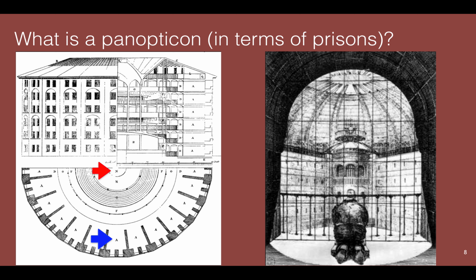More broadly, and as it developed over time, what is a panopticon in terms of prisons? As you see on the diagram on the left, it's a prison, and you have two arrows, the red and the blue one. The red points to where the watchman would be in the middle of the structure, and the blue arrow points to that letter A, and those are all individual cells. So the watchman can see the individual cells.